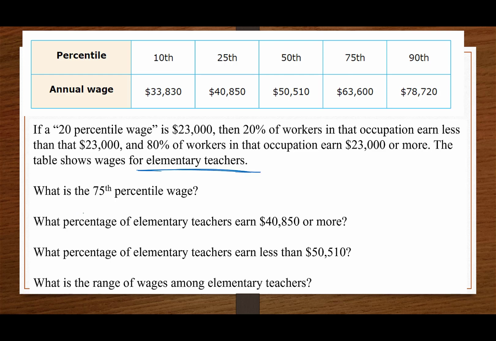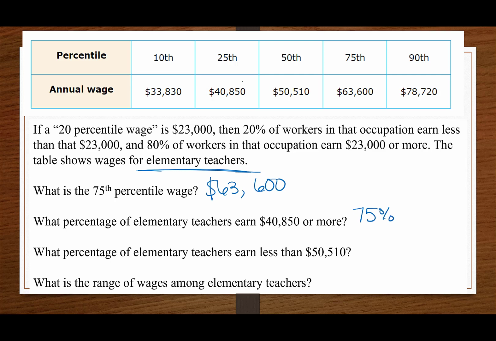Question 1, what is the 75th percentile wage? If we go up to the chart, the 75th percentile wage is $63,600. Next question, what percentage of elementary teachers earn $40,850 or more? There is that value right here. That amount of money has been tagged as the 25th percentile mark. So we know that 25% of elementary teachers make less than that amount, and 75% earn more than that amount. So our answer is 75%.